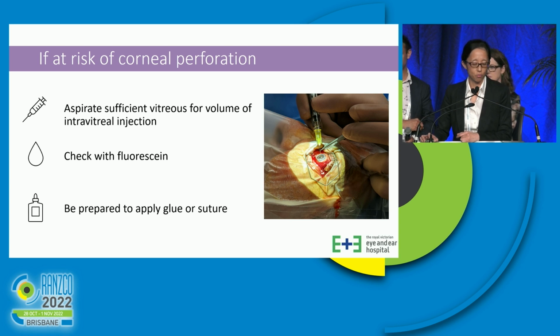So from a cornea point of view, if you're going to perform a tap and inject with a patient who's at risk of a corneal perforation, do make sure you aspirate sufficient vitreous for the volume that you're going to inject for your intravitreal injection, so you don't overpressurise the eye. Check the eye with fluorescein afterwards, and be prepared to apply glue or resuture the cornea.